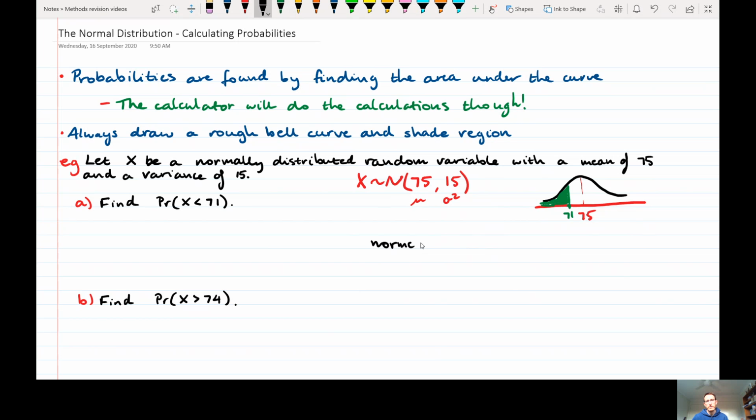So norm CDF, and the entries are the left bound, which is negative infinity. If you don't want to find the negative infinity button, you can just type in negative, a big number, negative 1,000 or something, and it'll work. Comma, 71, and then you have the mean, 75, and the standard deviation goes in the end, which is going to be root 15, because remember the variance is 15, so the standard deviation, you square root that.